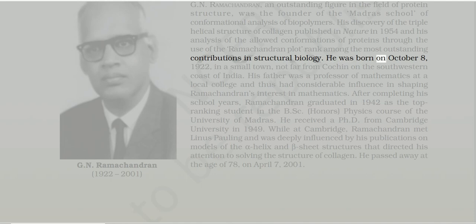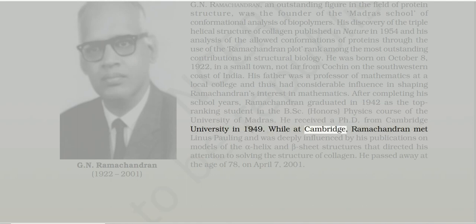He was born on October 8, 1922, in a small town, not far from Cochin on the southwestern coast of India. His father was a professor of mathematics at a local college and thus had considerable influence in shaping Ramachandran's interest in mathematics. After completing his school years, Ramachandran graduated in 1942 as the top-ranking student in the B.Sc. Honours Physics course of the University of Madras. He received a PhD from Cambridge University in 1949.